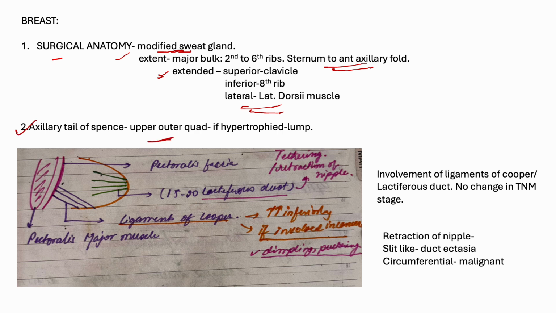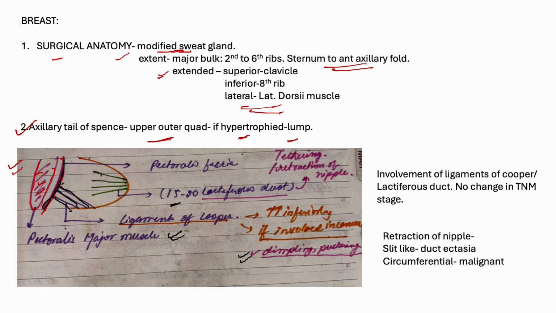If it is hypertrophied, it can present as a lump. Okay, this picture is very important. This is the pectoralis major muscle. This is pectoralis fascia. From the pectoralis fascia, there are many ligaments of Cooper, right, which are more inferiorly. And if it is involved in any carcinoma of breast, it can cause dimpling or puckering of the breast. Mind it, this is the dimpling and puckering of the breast, not the nipple.